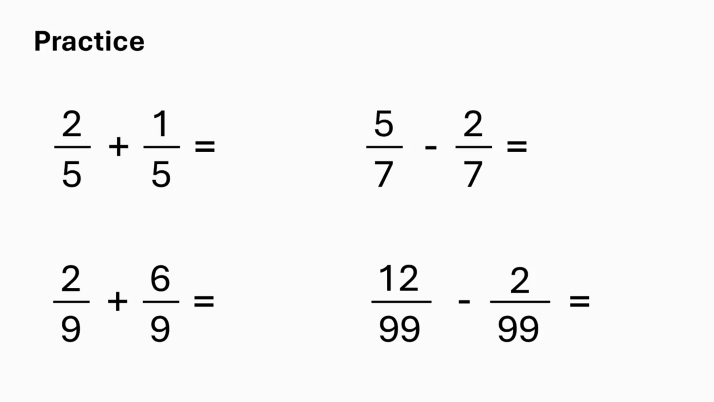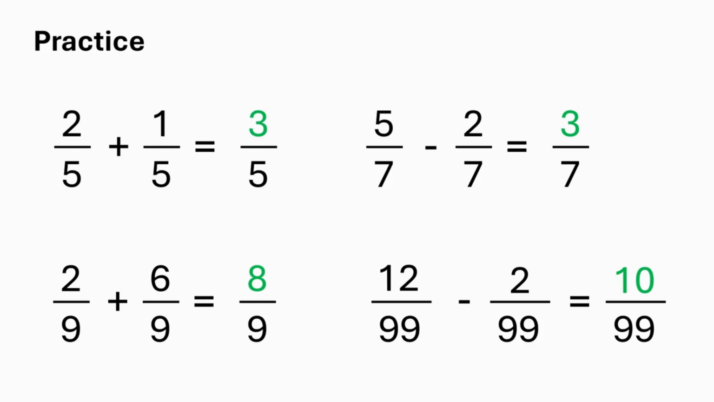Let's look at a few examples. 2/5 plus 1/5 equals 3/5. 5/7 minus 2/7 equals 3/7. 2/9 plus 6/9 equals 8/9. 12/99 minus 2/99 equals 10/99. In each case, the denominator stays the same, and we simply add or subtract the numerators.